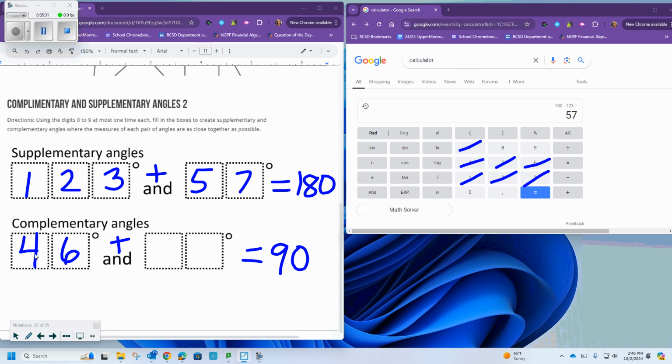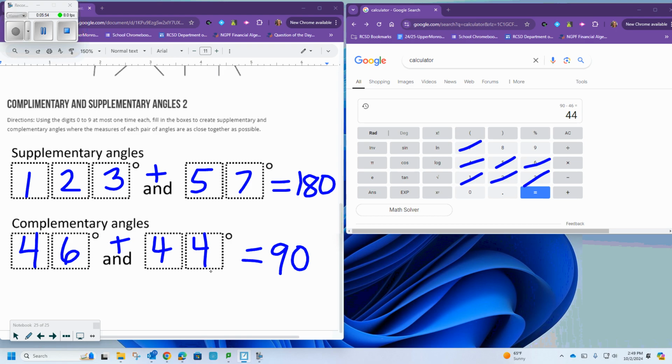And I need 46 plus something to equal 90. I don't know what that is. I'm going to go ahead and use my calculator. Clear. 90 minus 46 equals 44. Ah. All right. Do you guys see the problem there?